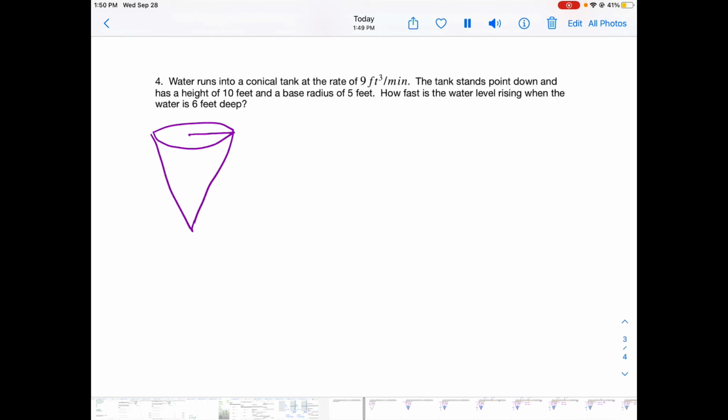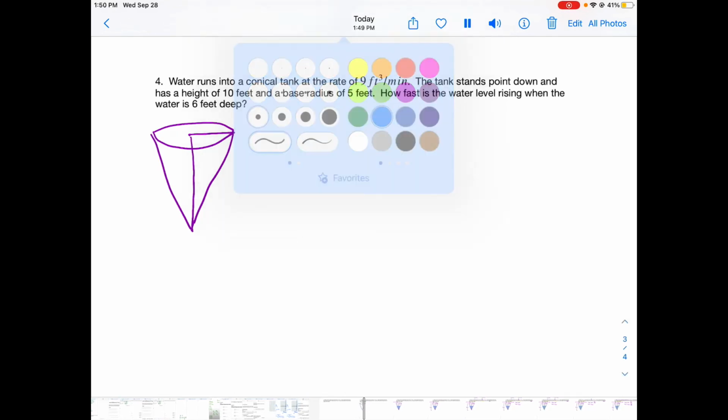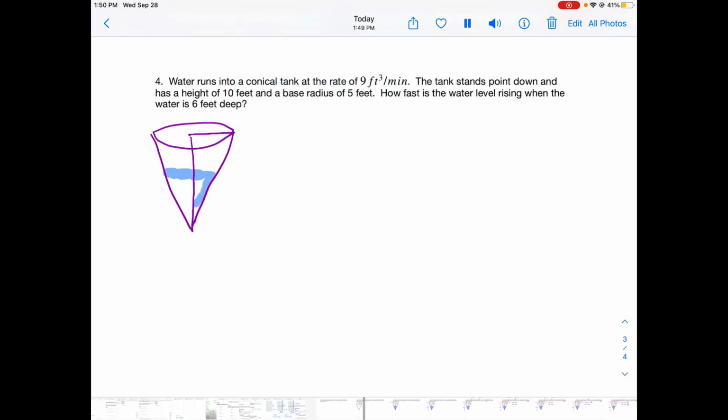And what do I know about this cone? Well, I know the radius of the cone is 5 feet and the height of the cone is 10 feet. And there's some water going in. So I'm going to use blue to make my pretty water in this tank. All right, so let's figure out which of these variables are constant and which are variable. So I'll pause and let you do that.